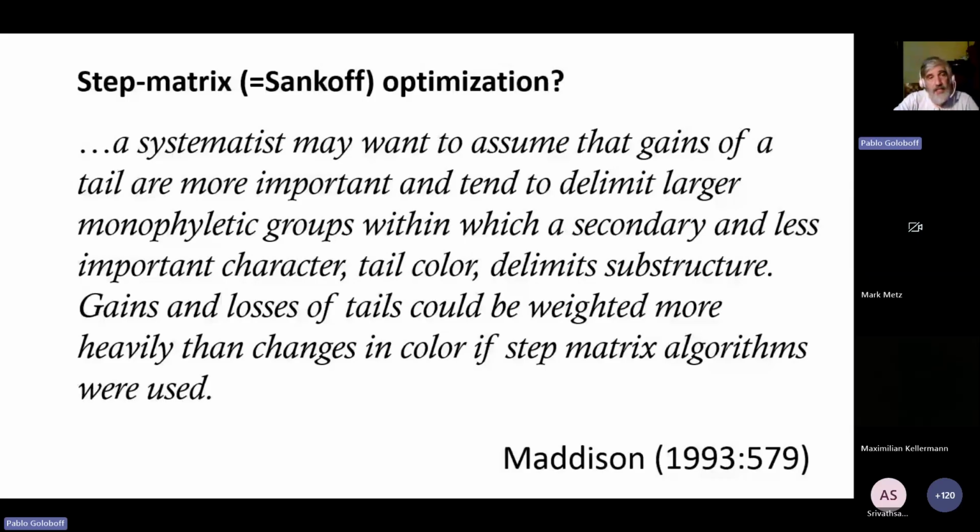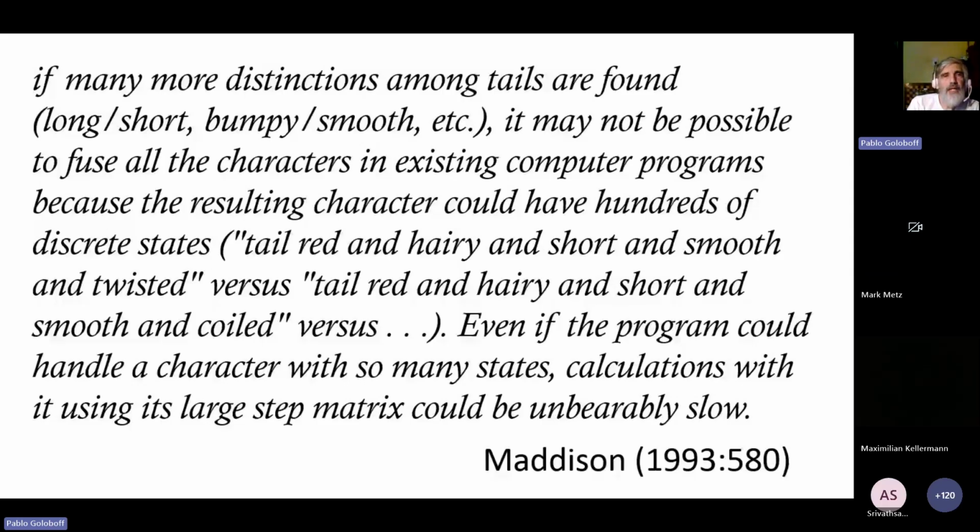Madison is advocating here the idea that some of the characters are more important than others and they should be upweighted. And that's why he proposes to use step matrix algorithms. He also noticed that if many more distinctions among tails are found, in addition to the color, that is, for example, long and short, bumpy or smooth, etc., it may not be possible to fuse all the characters, more properly one should say the character state combinations, in existing computer programs, because the resulting character could have hundreds of discrete states.